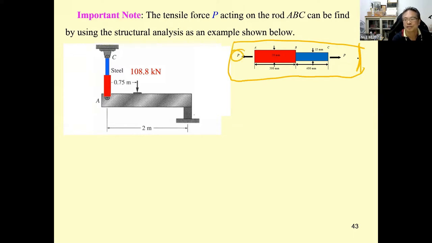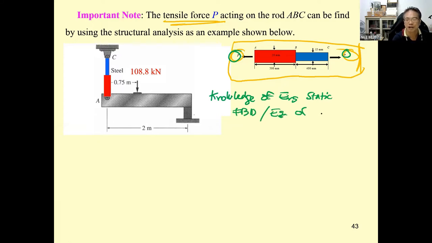However, what is going to be the tensile force P? By doing this, it means the instructor would like to test the knowledge of what? Of engineering statics. If the instructor gives you P, you don't need to determine it; you draw the free body diagram and use the equations of equilibrium. That is going to be good.